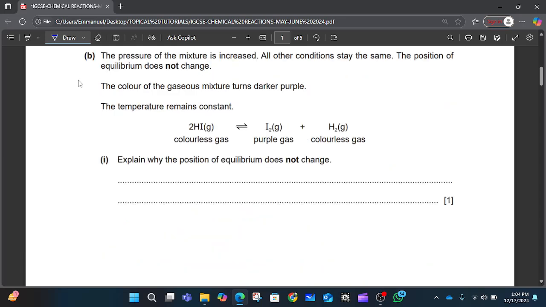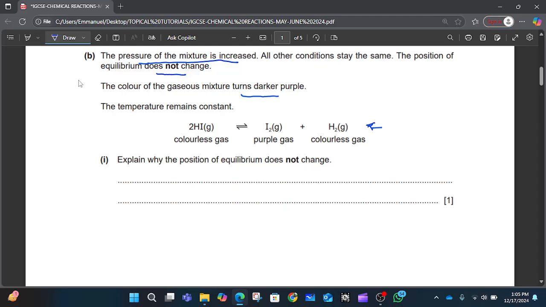B. The pressure of the mixture is increased. All other conditions stay the same. The position of equilibrium does not change. The color of the gaseous mixture turns darker purple. The temperature remains constant. I. Explain why the position of equilibrium does not change.